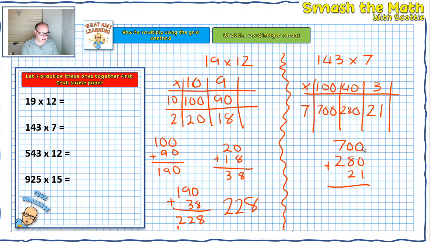Okay, so 0 plus 0 plus 1 is 1. 0 plus 8 plus 2 is 10, carry my little 1. 7 plus 2 is 9, plus 1 is 10. So there we go, there's our answer, 1001. Okay, so there's our 2 answers. That's the grid method for you.